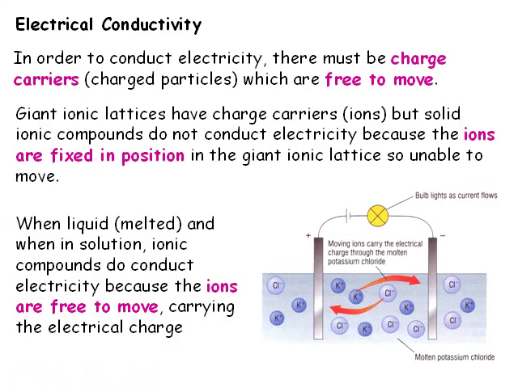The ability to conduct electricity is all about charge carriers. Charge carriers, as the name suggests, are charged particles which are able to move and carry the electrical charge. Remember, an electric current is the flow of charge. In a giant ionic lattice we have charged particles, the ions, but they're locked in place in the lattice and unable to move, so the charge can't flow. Once we melt the lattice or dissolve it into a solution, however, the ions are now free to move, so they can carry the electrical current throughout the solution as they flow.